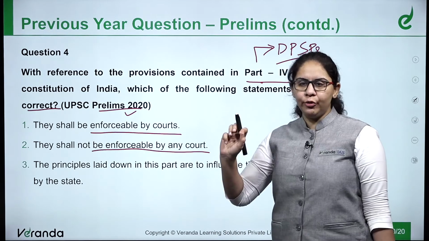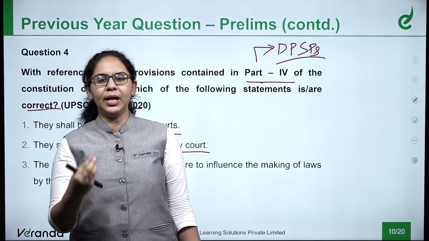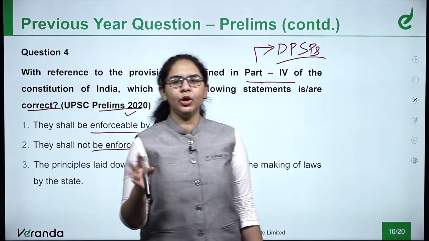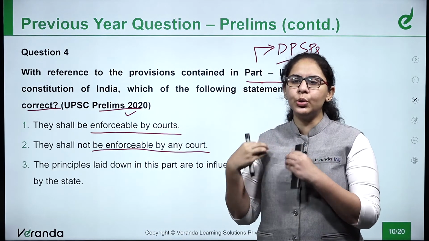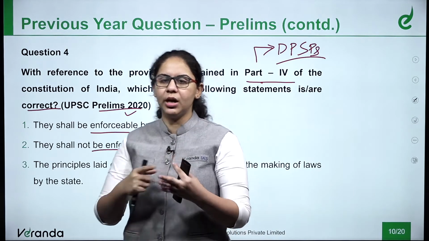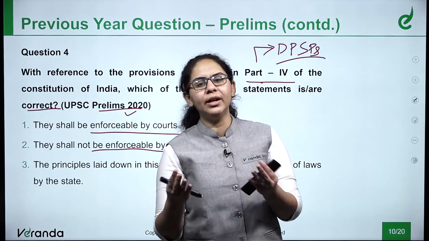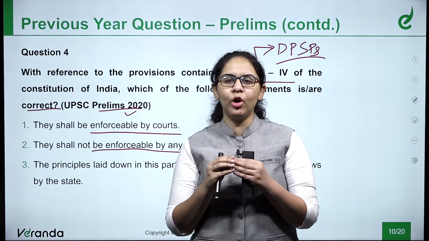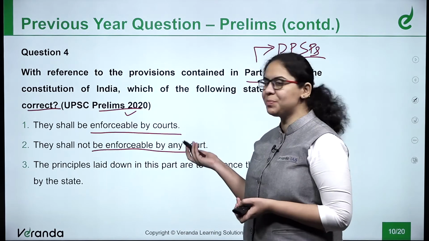DPSPs are non-enforceable by courts. These are just directives given for better policies to be made in the welfare of citizens, and these are not justiciable. One cannot go to the Supreme Court or High Court and challenge that this law is not in congruence with DPSPs. These are just suggestions. And why will the government then follow this? Government will follow this to get the seat in next elections. This is what is the power game.